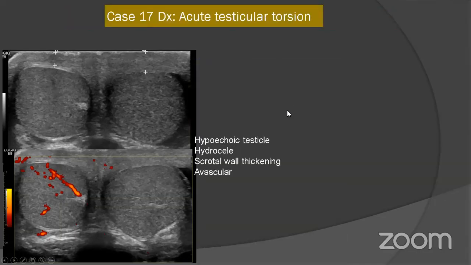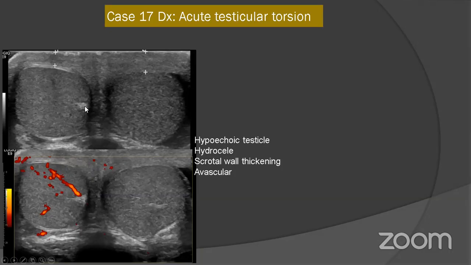There are other signs which I want you to study carefully so that when you do your scans, you come across as very smart. I'm sure you already know, you seem to be answering all the cases very well, but just for the sake of all the signs, you can see I've measured the thickness of the scrotal wall. The left side is thickened. The testicle is hypoechoic. There is a hydrocele and it is avascular.